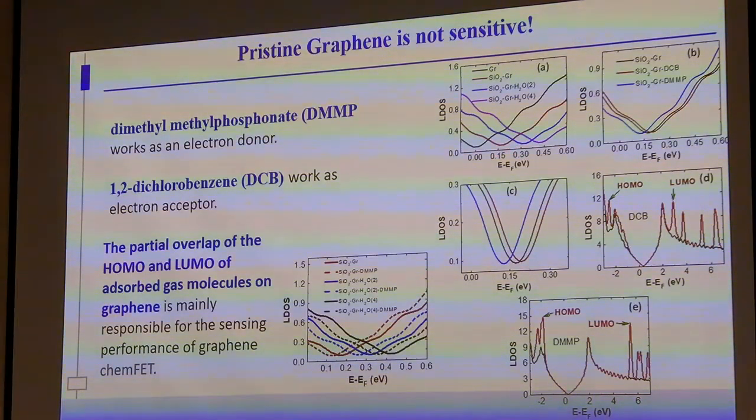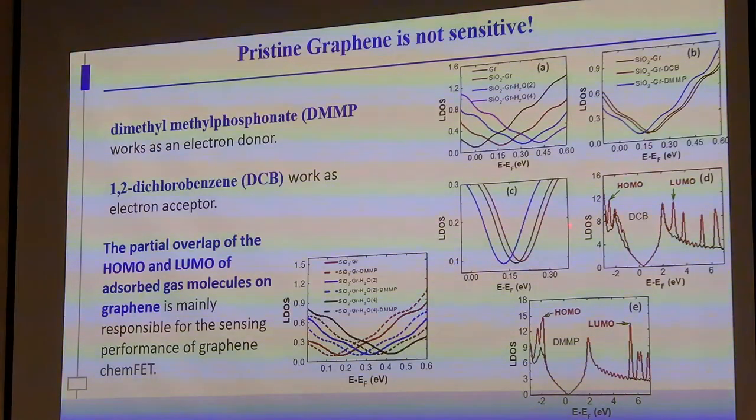So what does it mean? It means defects in the substrate introduce sensitivity in the graphene FET device. And depending on the molecule, DCB and DMMP here, you have a positive and negative shift from the graphene, because they are electron donor or electron acceptor. So we will have a correspondingly positive and negative shift.